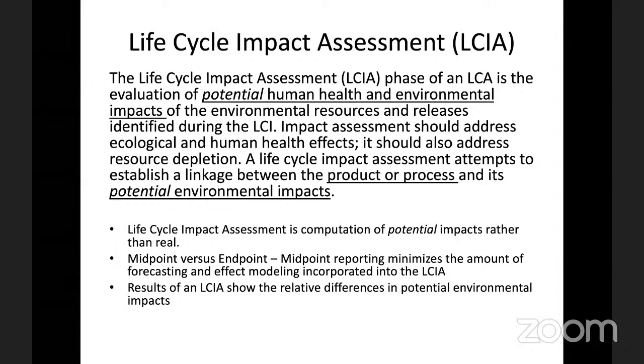The impact assessment phase of an LCA is the evaluation of potential human health and environmental impacts of the environmental resources and releases identified during the LCI. The impact assessment should address ecological and human health effects. It should also address resource depletion. A life cycle impact assessment attempts to establish a link between product or process and its potential environmental impacts.